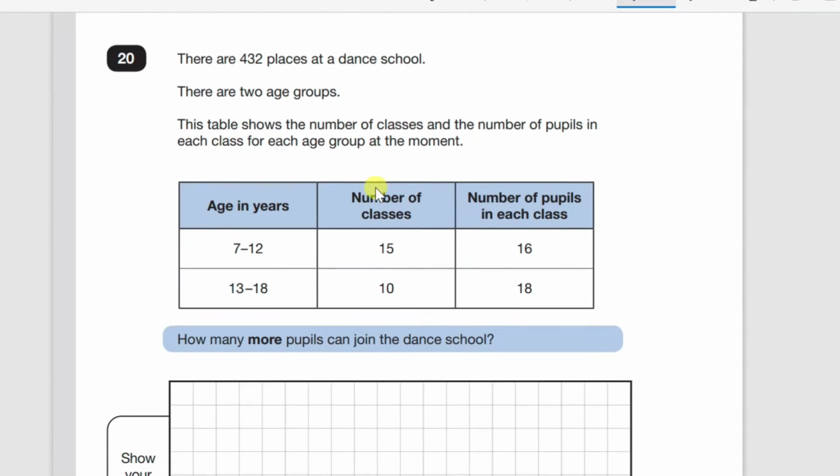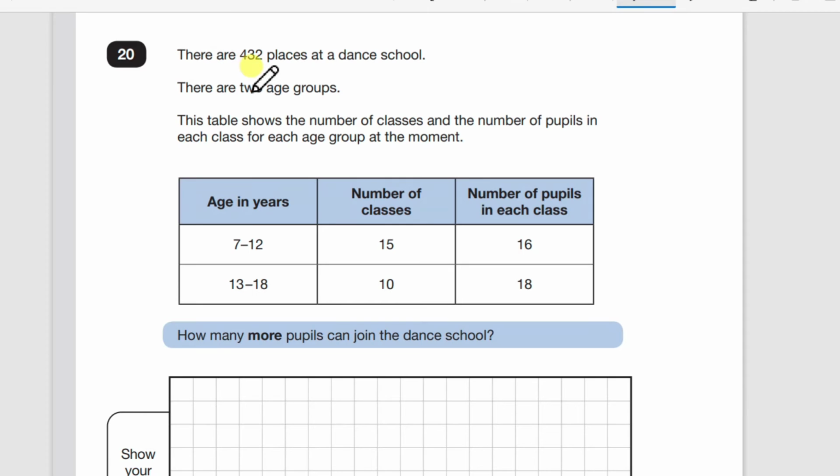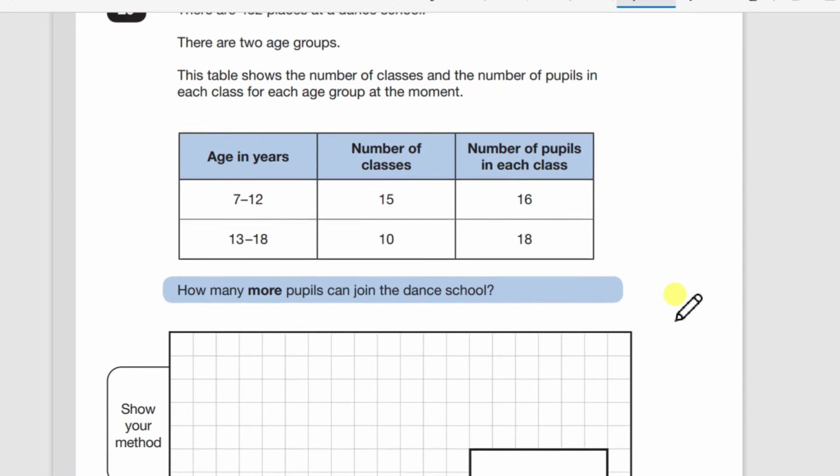Next one, number 20. So there are 432 places at a dance school. There are 2 age groups. This table shows the number of classes and the number of pupils in each class for each age group at the moment. Alright, so in the first group, 7 to 12, there are 15 classes. And the number of pupils in each class, there's 16 people in each class. So 15 times 16, you can imagine. Whereas for age 13 to 18, there are 10 classes and there's 18 people in each class.